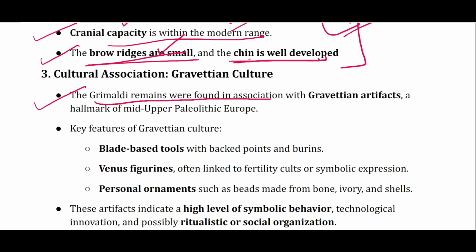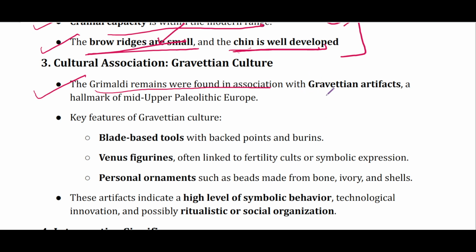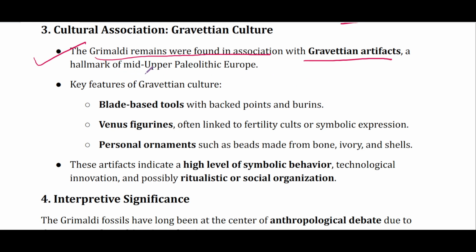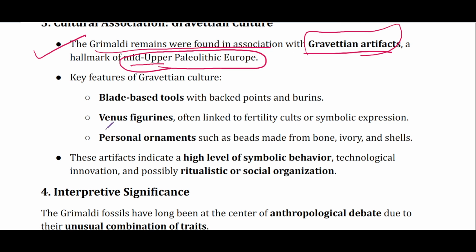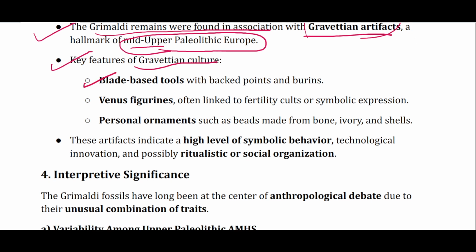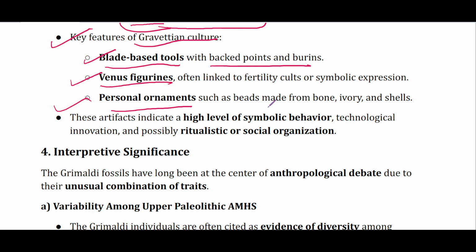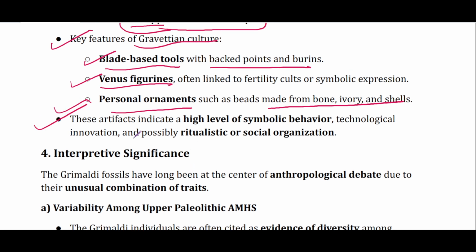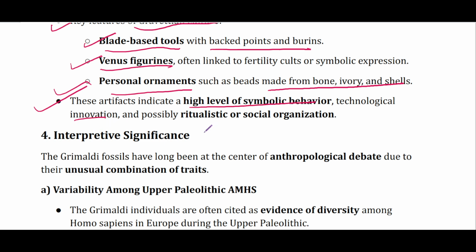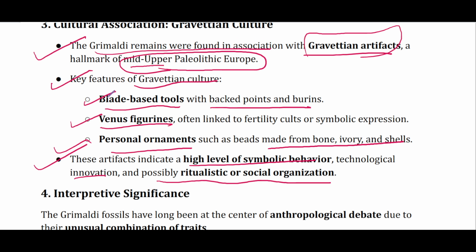Then the remains that were found in graves can be associated with the Gravettian artifacts, which is again the mid upper Paleolithic tool culture of Europe, especially around the Italy-France border. The Gravettian culture includes blade-based tools with beaked point and burins. Then Venus figurine, which is similar to Sansolid. Then personal ornaments, which are made from bone, ivory, and shells. All of these artifacts suggest high level of symbolic behavior, technological innovation, and possibly ritualistic or social organization. I am not explaining these cultures in much detail right now, but they are your topics and we will explain them in more detail.